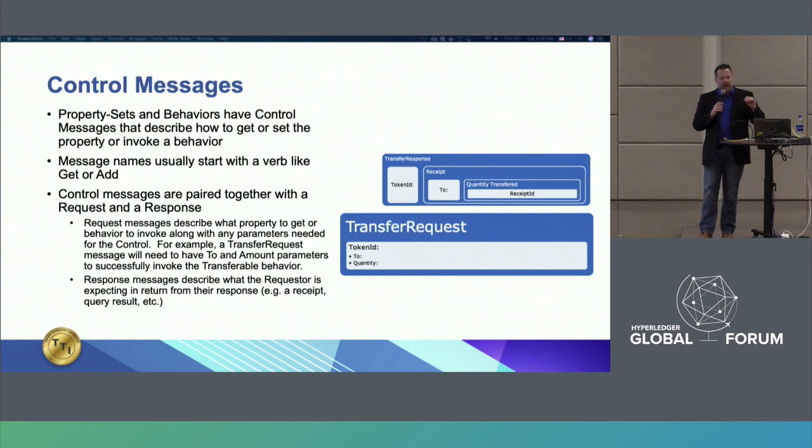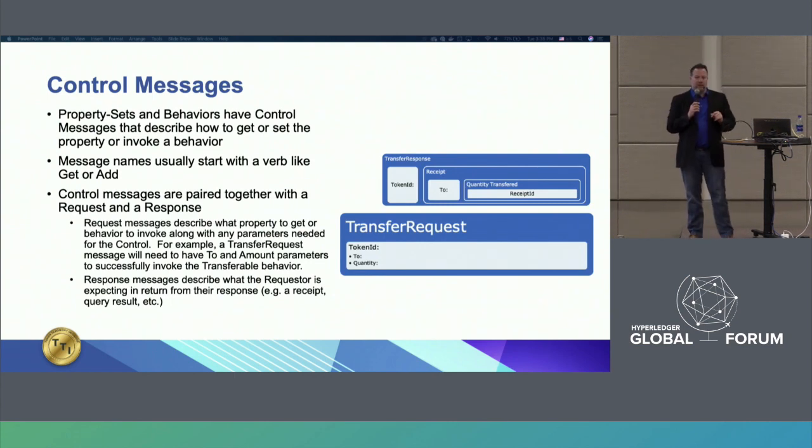Both behaviors and properties have something called invocations. Invocations are just a fancy way of saying, how do I call this thing? How do I invoke the behavior, or how do I get the value of that property? Those invocations then have control messages, which are just high-level descriptions of a transfer request message and a transfer response message, a mint request and a mint response. So it's call and response. It's not a programming-language term, they're just called control messages.